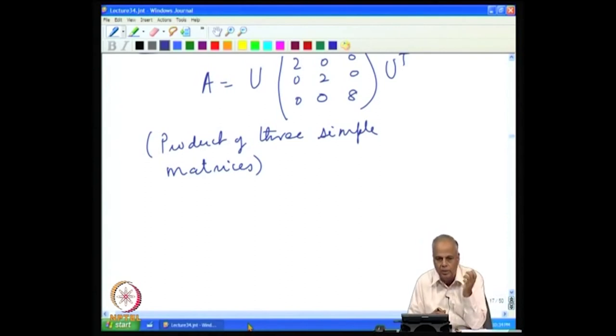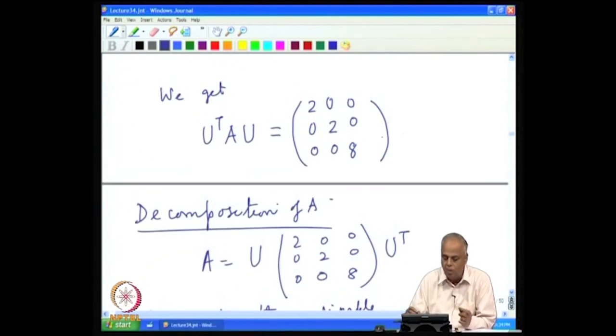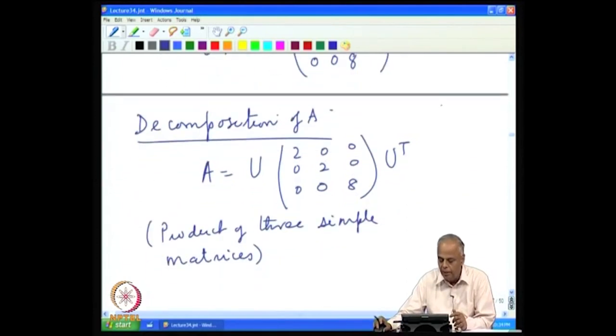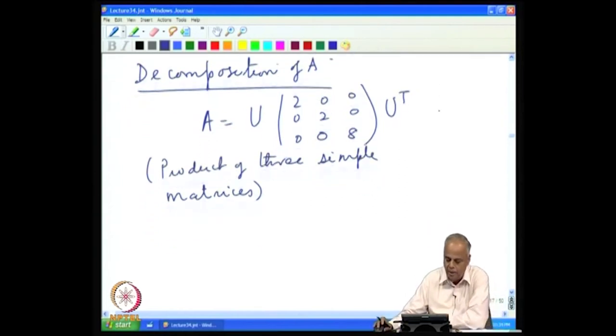We observed that the eigenvalues are real, eigenvectors are orthogonal to each other when the eigenvalues are distinct, and we can find an eigenvector basis for the whole space, and corresponding to each eigenvalue, if the algebraic multiplicity is a_j, there will be exactly a_j orthonormal eigenvectors corresponding to it. And when you put all these orthonormal eigenvectors along the columns of a matrix, it becomes a unitary matrix, and we get the diagonalization, unitary diagonalization in the case of complex and orthogonal diagonalization in the case of real, and we get the decomposition of a given Hermitian matrix or a real symmetric matrix into a product of three simple matrices, two of them being unitary and the middle one being a diagonal matrix.